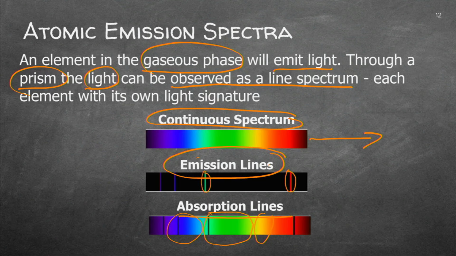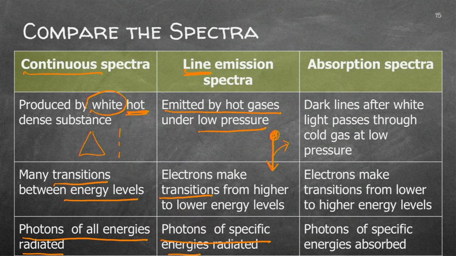And just to show you a picture again, can you see that specific light? This specific light and that specific light is being emitted. Finally, we've got the absorption spectra. Dark lines after white light passes a cold gas. So you can see I've got hot gas there. I've got cold gas there. The electrons make transitions from a lower to a higher energy level. And it is again photons with specific energy.